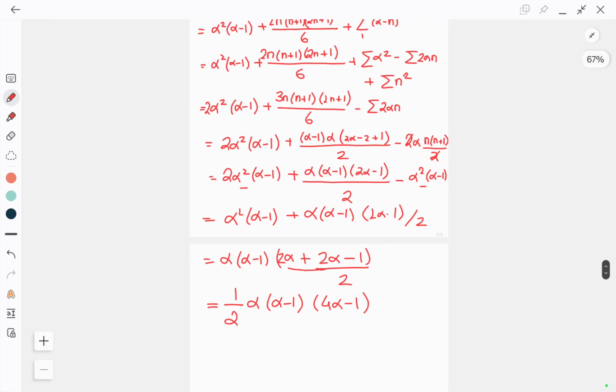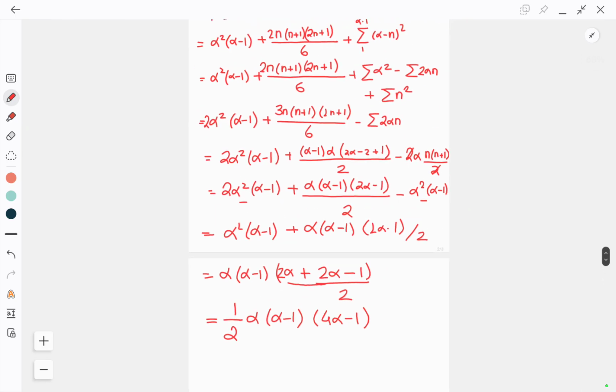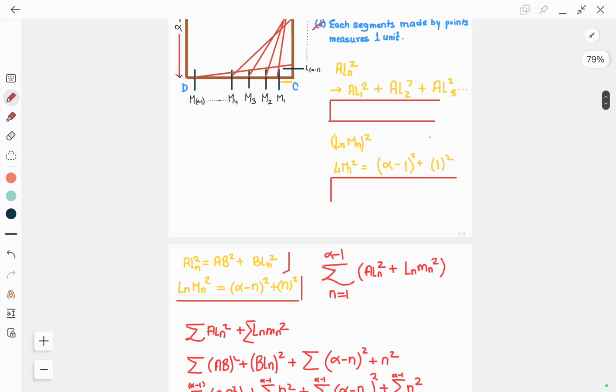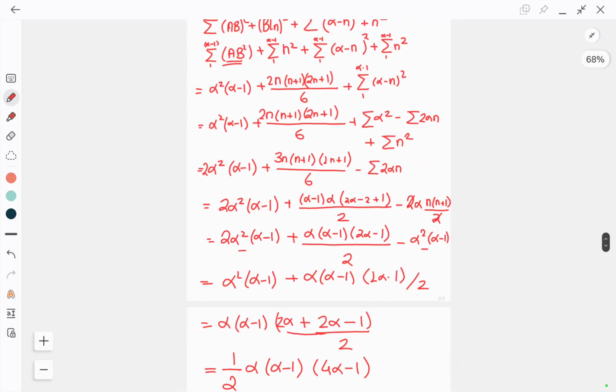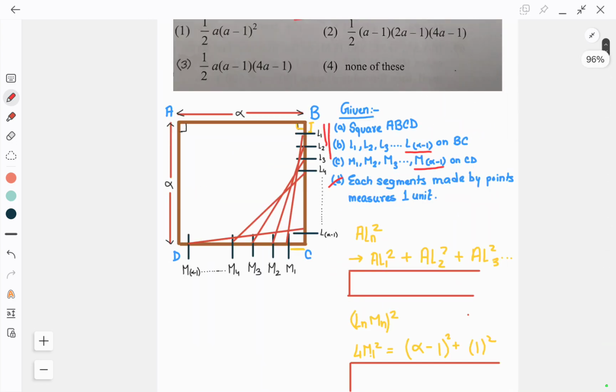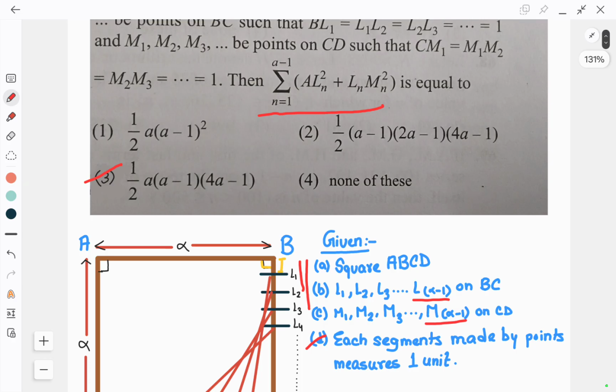So this one we are getting; let us match the options: 4 alpha minus 1 and alpha minus 1, 4 alpha minus 1, half alpha, so option 3 is correct. Thank you.